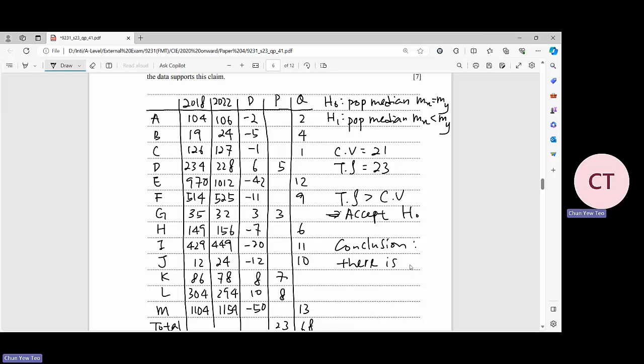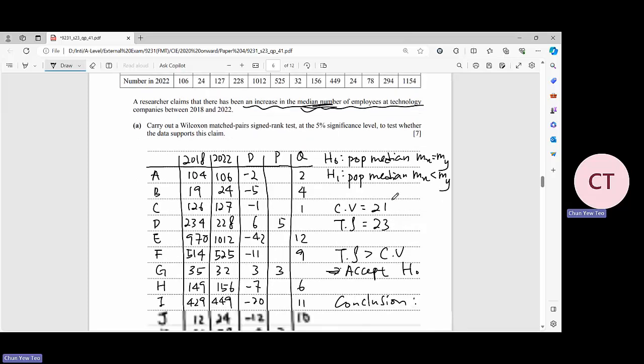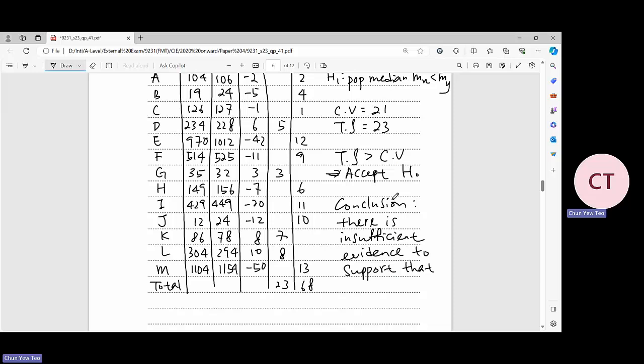There is insufficient evidence to support that there's an increase in the median number of employees in technology companies between 2018 and 2022. But usually we don't need to write so long. We just need to support that the mx is less than the my.